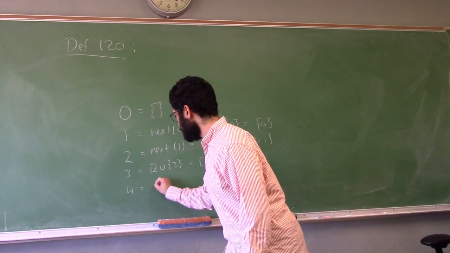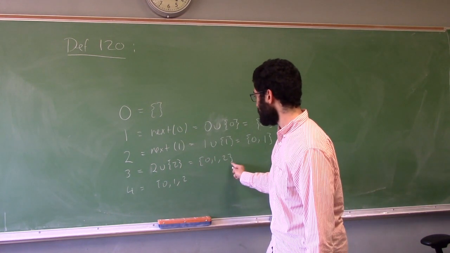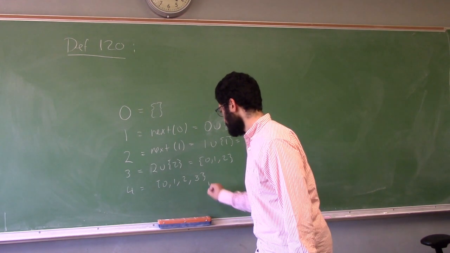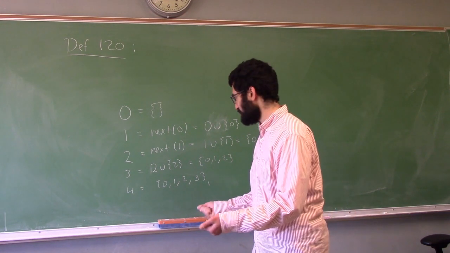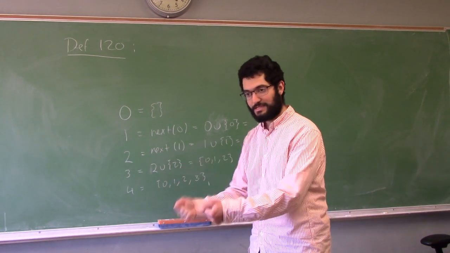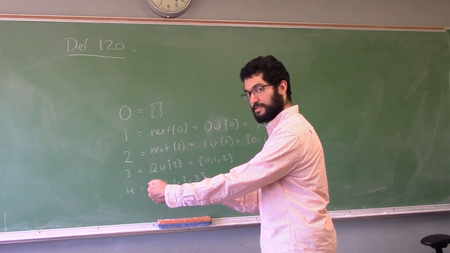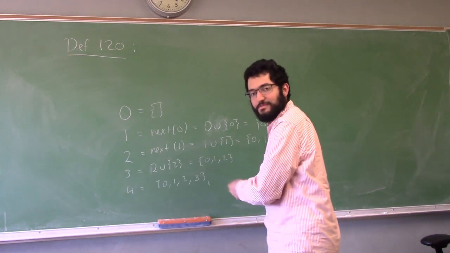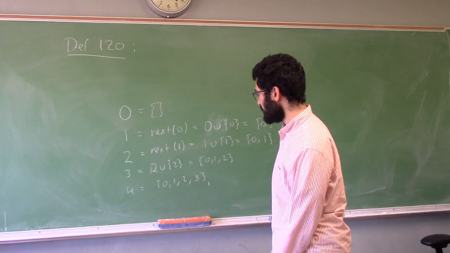What's 4 going to be? 0, 1, 2, which is the previous list, but then throw in the list itself, which is called 3. So that's how next works. If you apply next to a natural number, it takes that list of natural numbers that are its elements, and then it adds to that list the natural number itself. It adds the list itself as an item into the list.